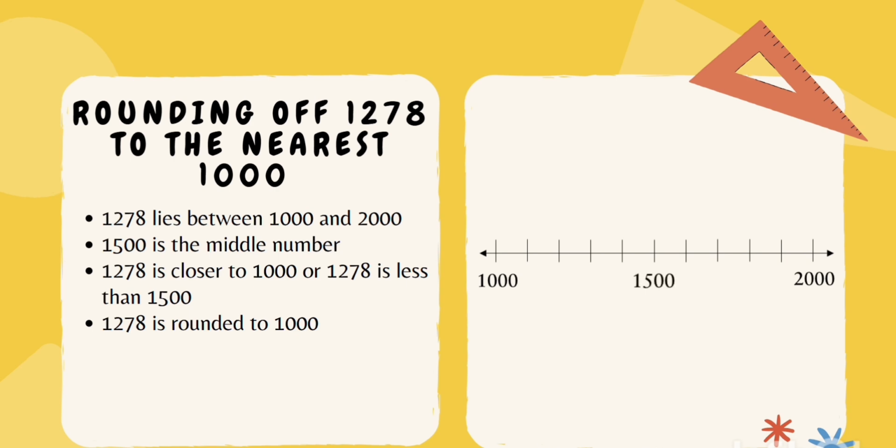Step 3. We will check whether 1278 is closer to which number, and also we will check whether 1278 is less than or greater than the middle number. Here 1278 is closer to 1000 and 1278 is less than 1500. So 1278 is rounded to 1000.